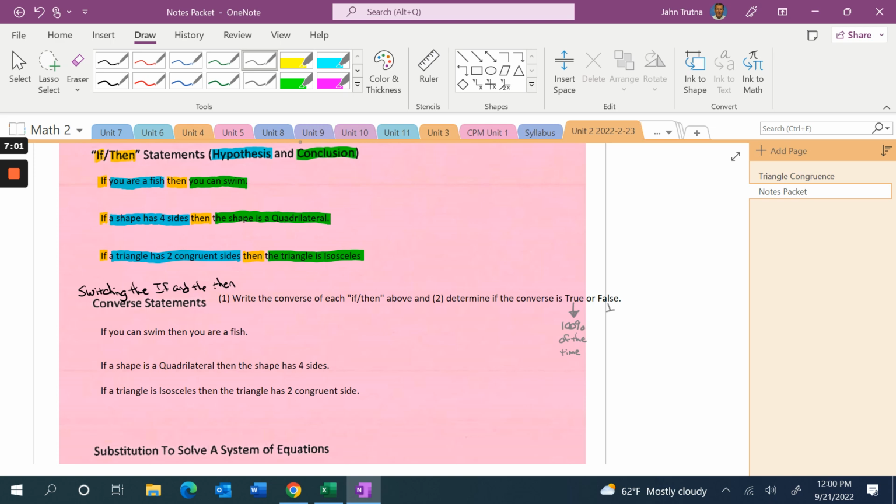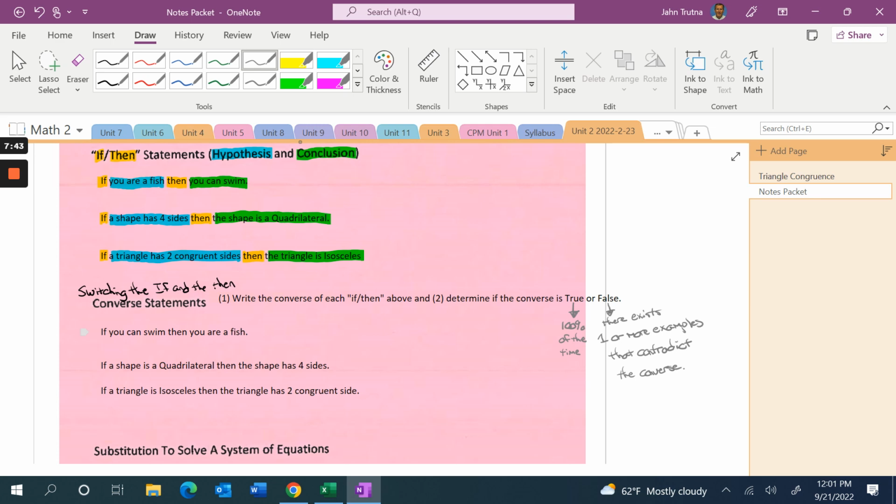Now, if you say that it's false, what you're saying is that there exist one or more examples that contradict the converse. Okay? And the word contradict means that it goes against what the converse is saying. All right? So let's go through this right here.